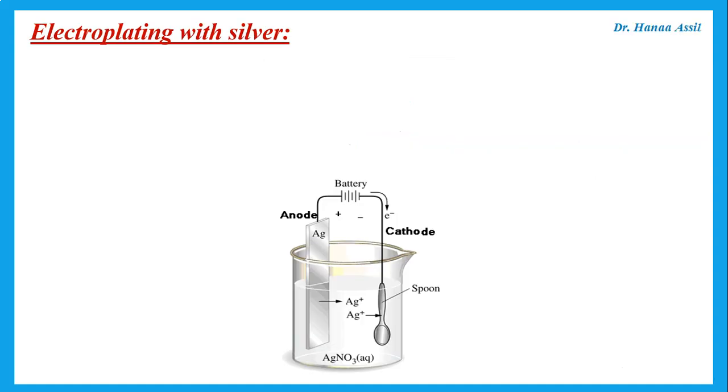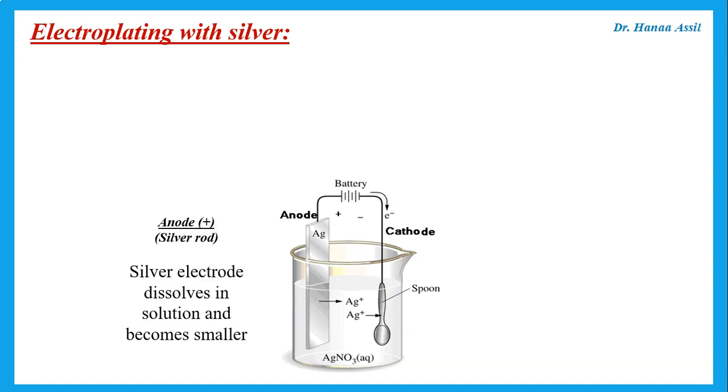Electroplating, what is electroplating? It means covering a metal with another metal. So the ornament or the spoon that we want to cover will have to be negative in order to have the Ag plus going to the spoon.